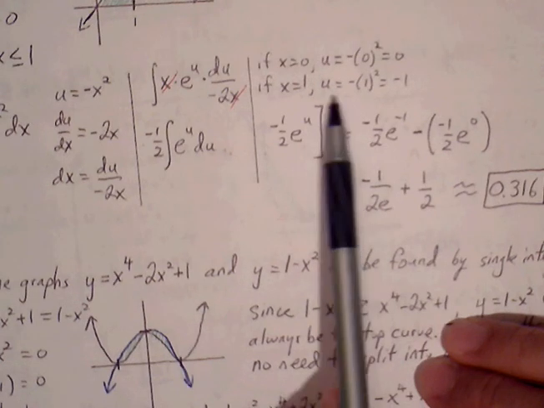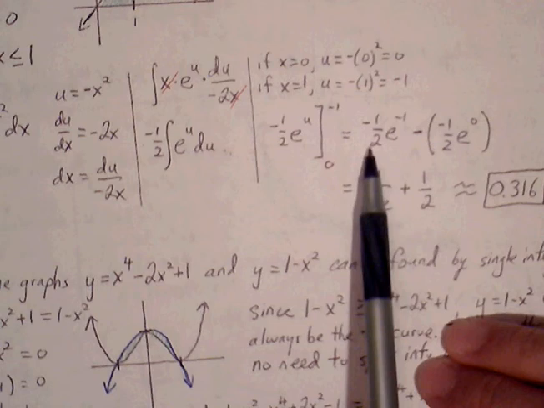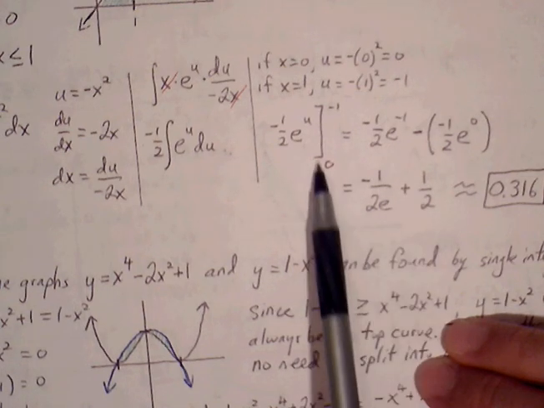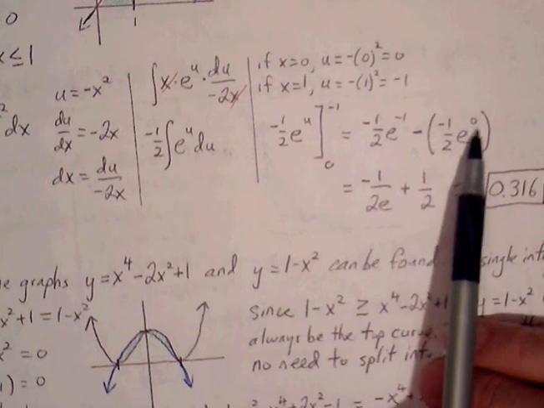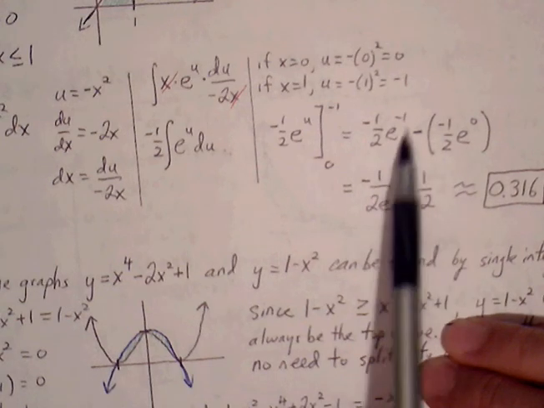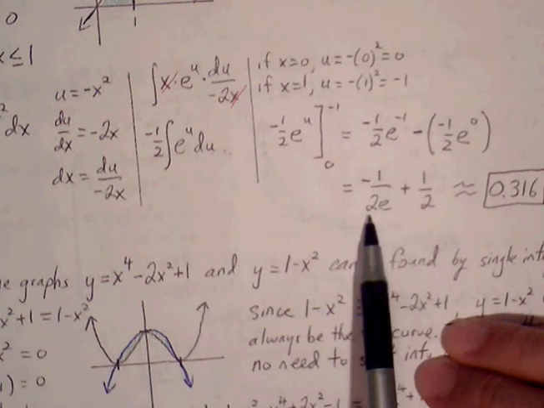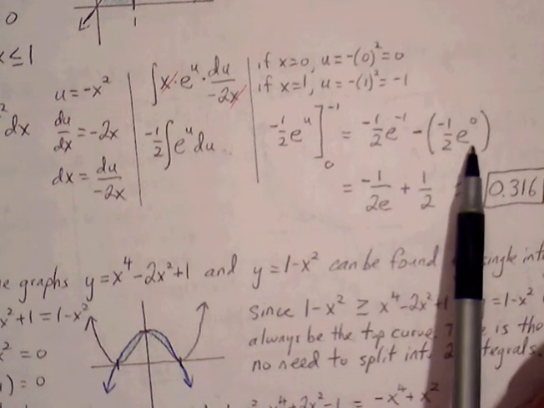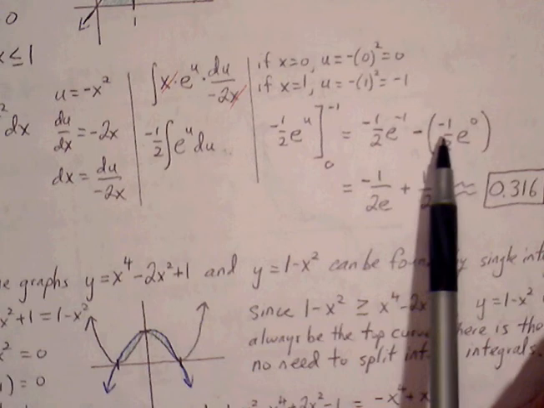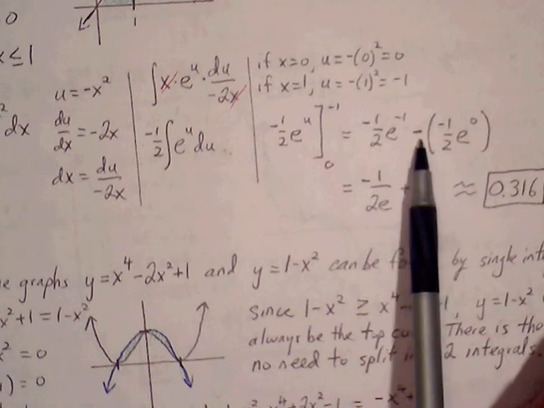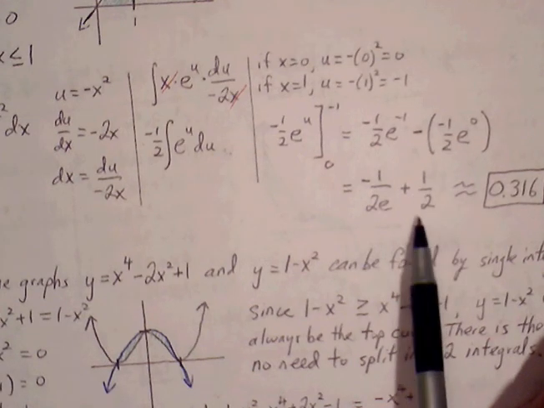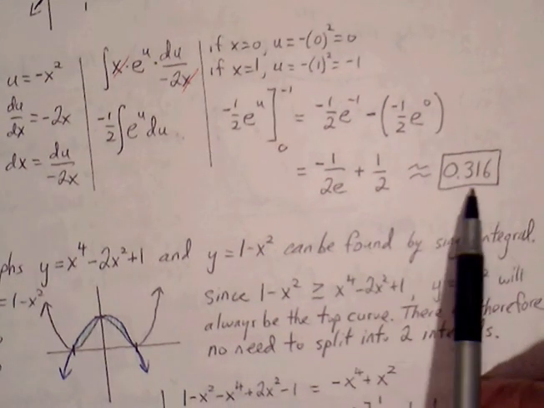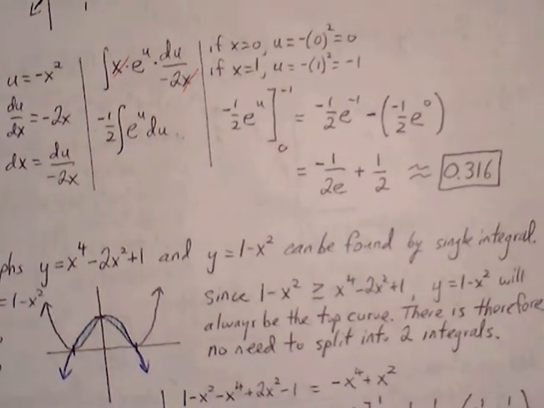So then we plug negative 1 in for u, so we get negative 1/2 e to the negative 1 minus. Now plug in 0 for u, which is e to the 0. So this reduces to negative 1 over 2e. And I've got to be careful here. E to the 0 is not 0. E to the 0 is 1. So 1 times negative 1/2 times negative 1 is positive 1/2. So we can use our calculator to combine to be 0.316.